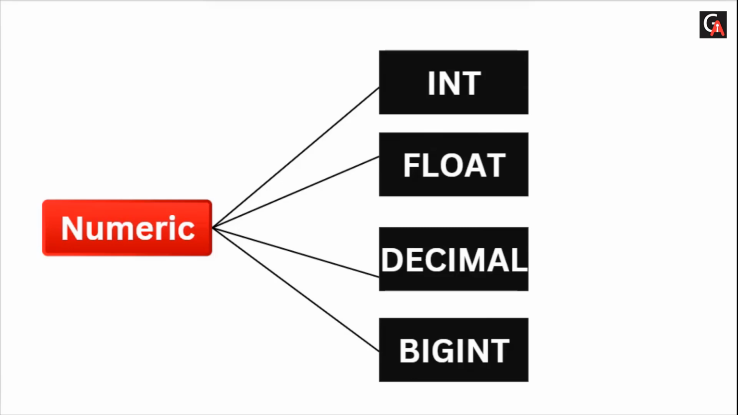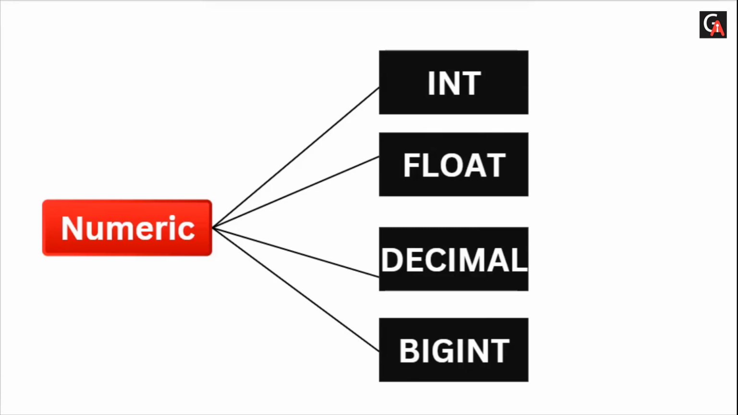First one being int. It stores whole numbers like age or quantity. It can store 4 bytes of data, that is 32 bits. Second, float. It is used for faster calculations, but float is prone to rounding errors. Avoid float for financial data.